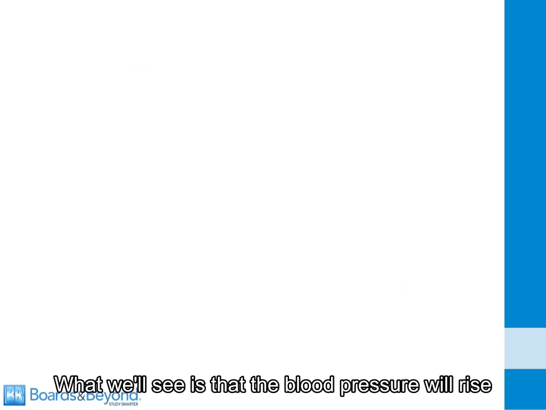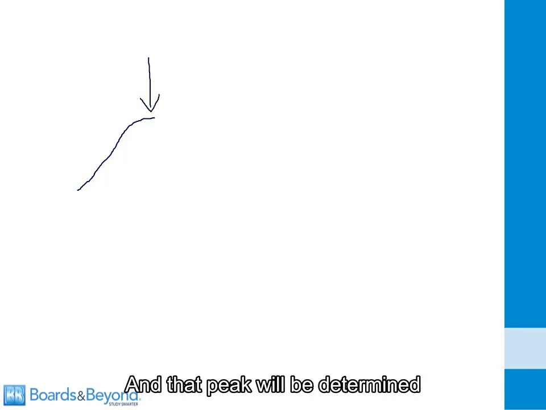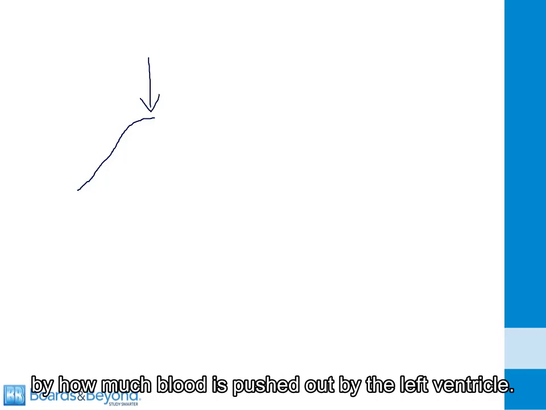To understand this, let's imagine that we're tracking the blood pressure as the left ventricle begins to contract and push blood out into the arterial system. What we will see is that the blood pressure will rise, and the height of that rise will be determined by the stroke volume. In other words, when the left ventricle stops contracting and stops pushing blood into the arterial system, the blood pressure will peak, and that peak will be determined by how much blood is pushed out by the left ventricle.